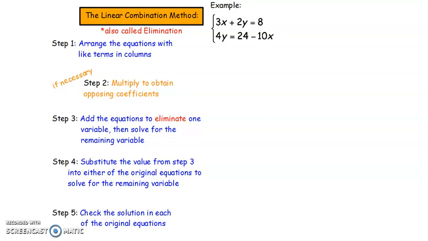The first thing we need to do in order to solve a system by elimination is to line up our like terms. We want to get our x's and y's on the same side lined up in columns, and we want to get our constants on the other side. We want to get into standard form.